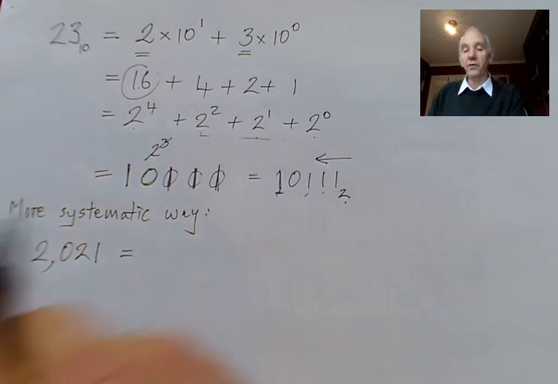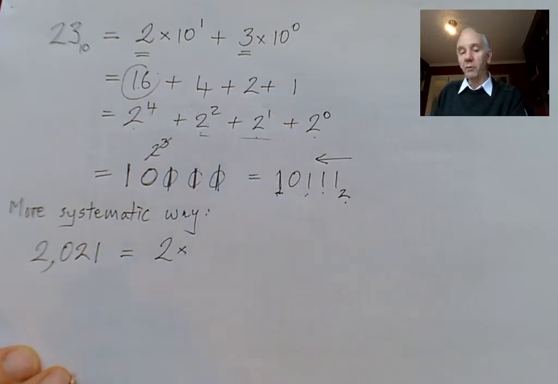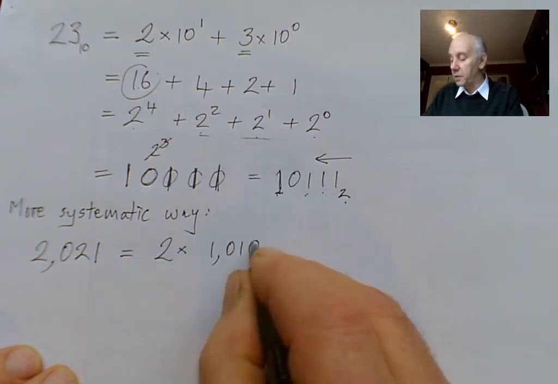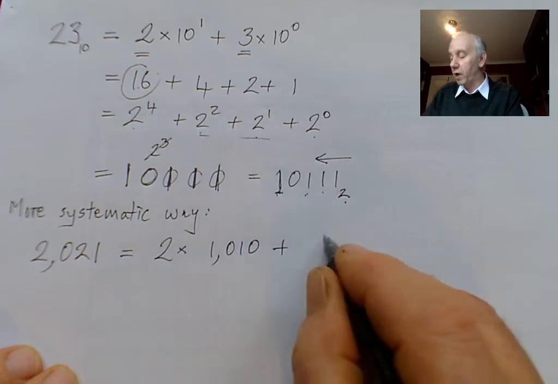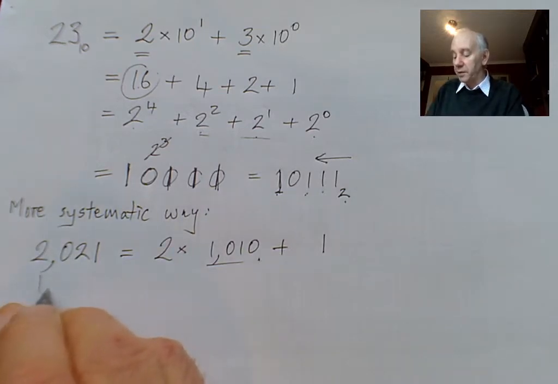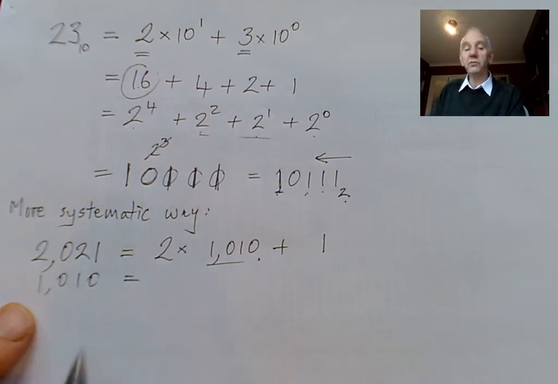So the way we do this is we just keep dividing by 2. But we don't want fractions, so we may need remainders, which can either be 0 or 1. So this is twice times 1010 plus a remainder of 1. And then we take this quotient 1010 and we divide that by 2. I don't normally bother with the commas, to be honest, it's just for clarity.